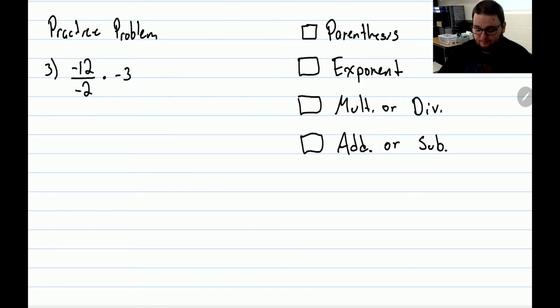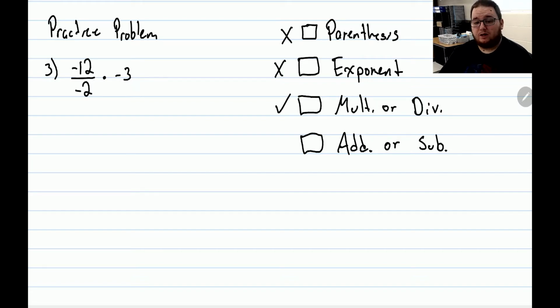For our third problem, we have -12 over -2 multiplied by -3. And what we're going to do this time is, instead of thinking of it as 2 fractions being multiplied together, we're going to think of it as a division and then a multiplication. So first, are there any parentheses? No. Are there any exponents? No. Multiplication or division? Yes, so we're going to start there.